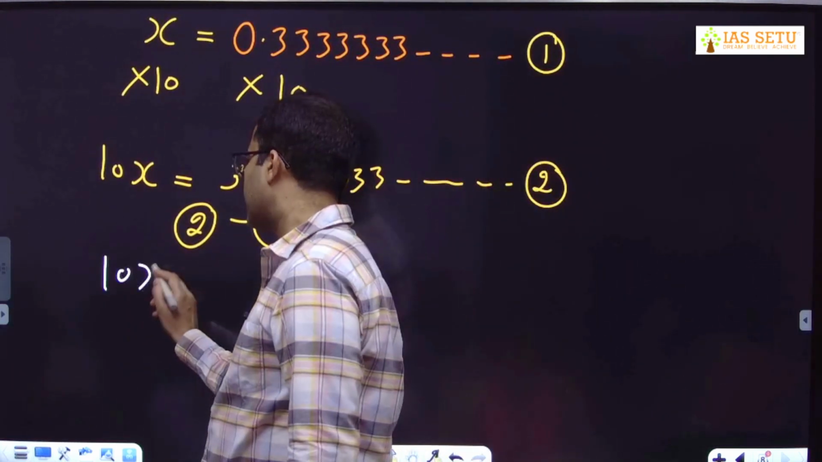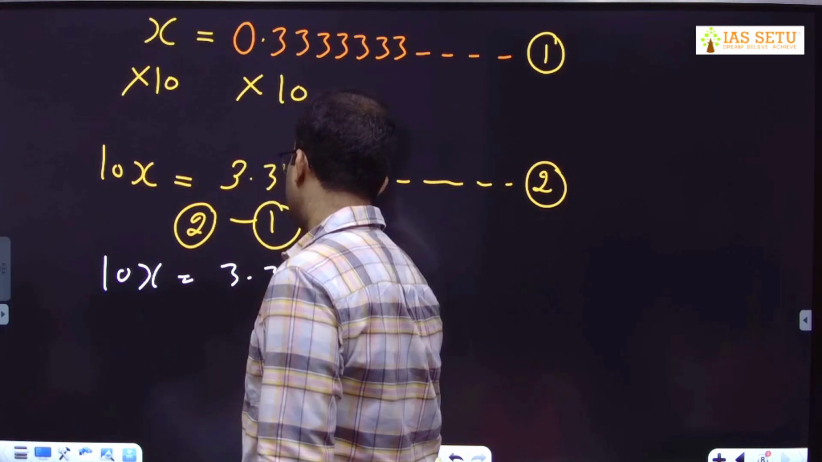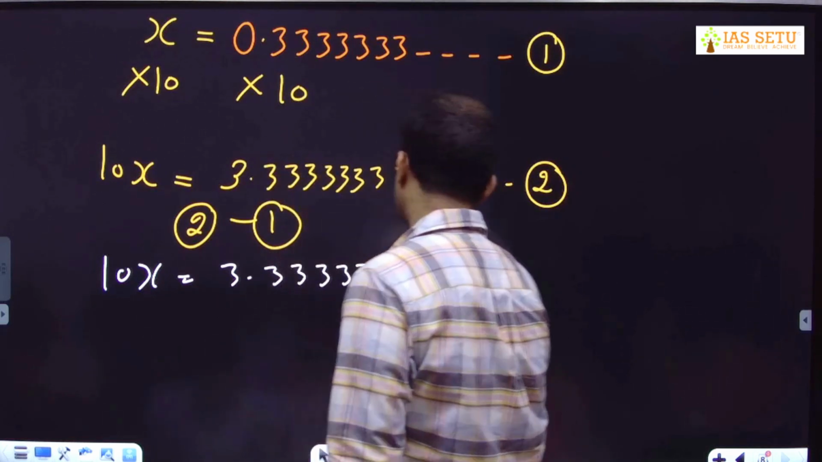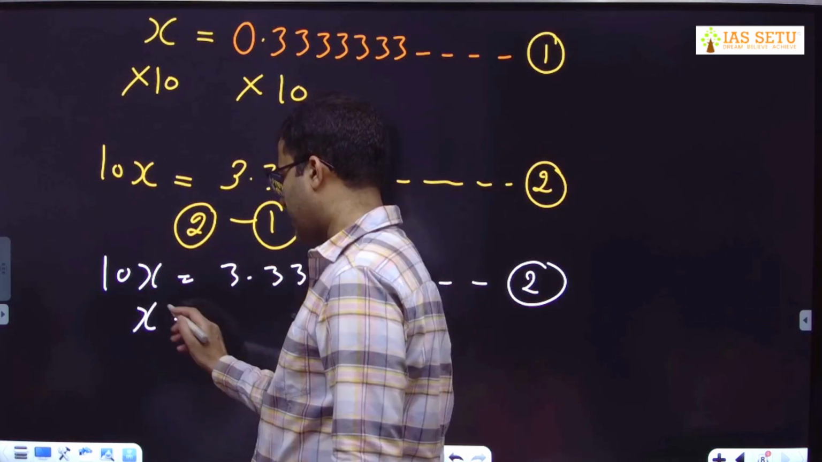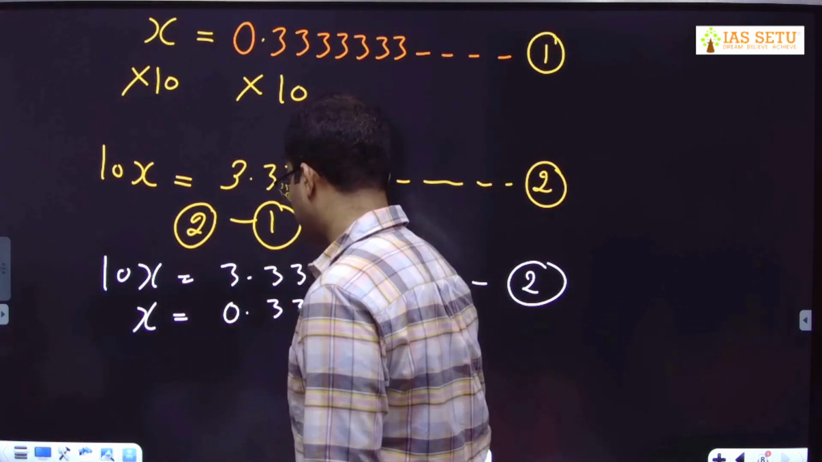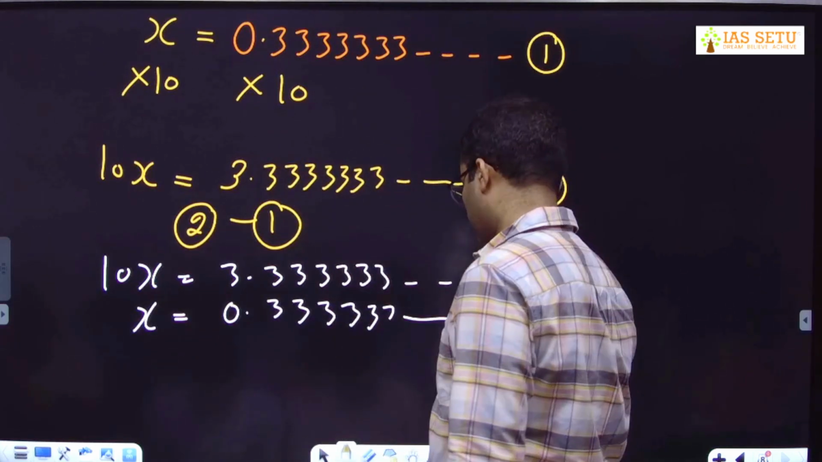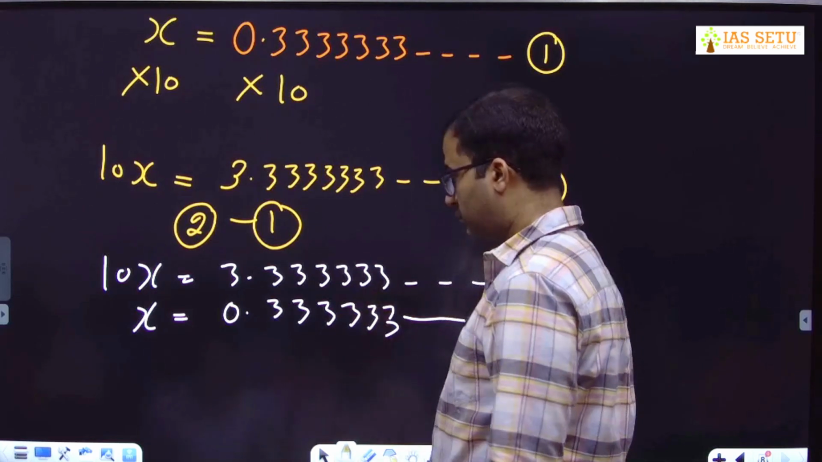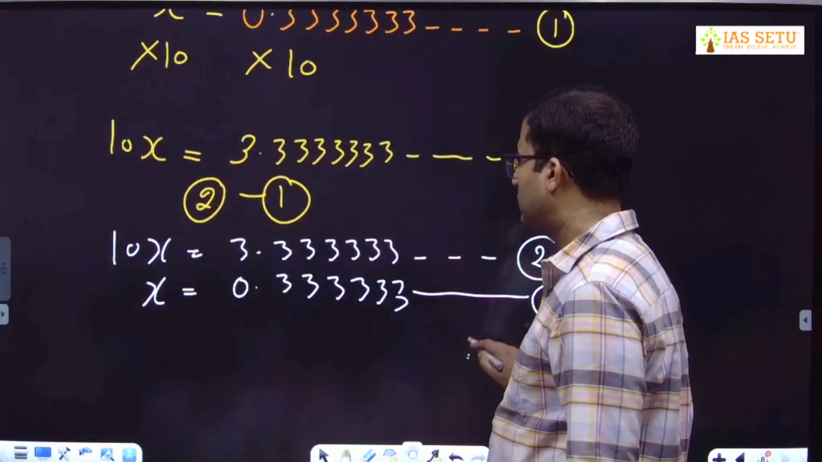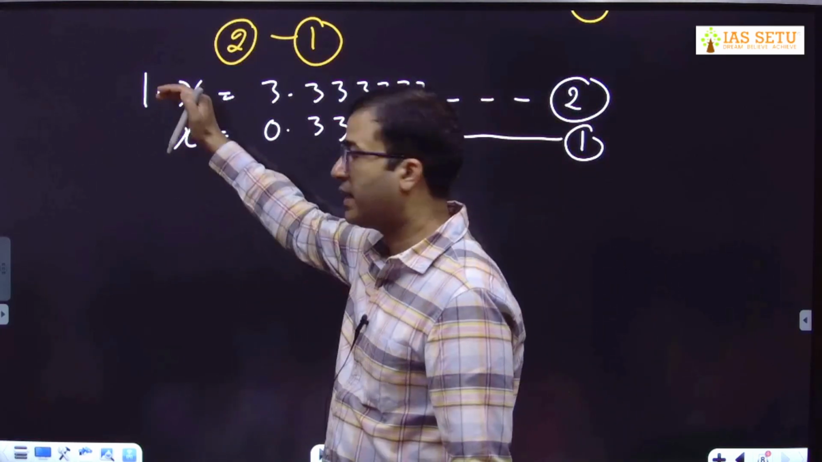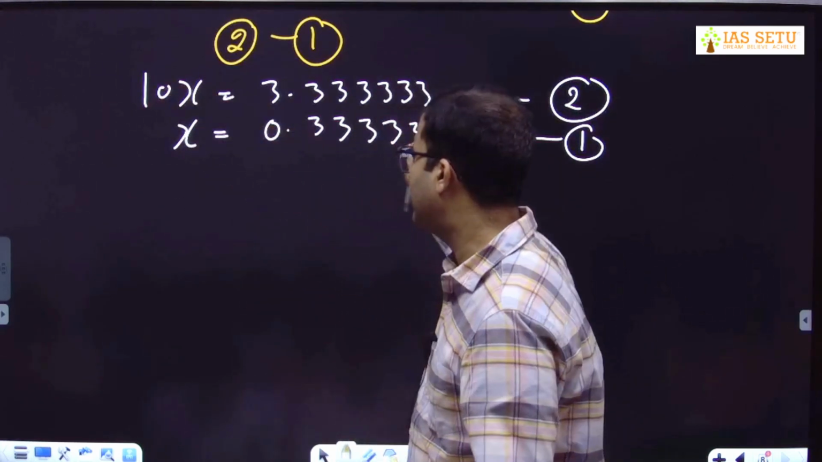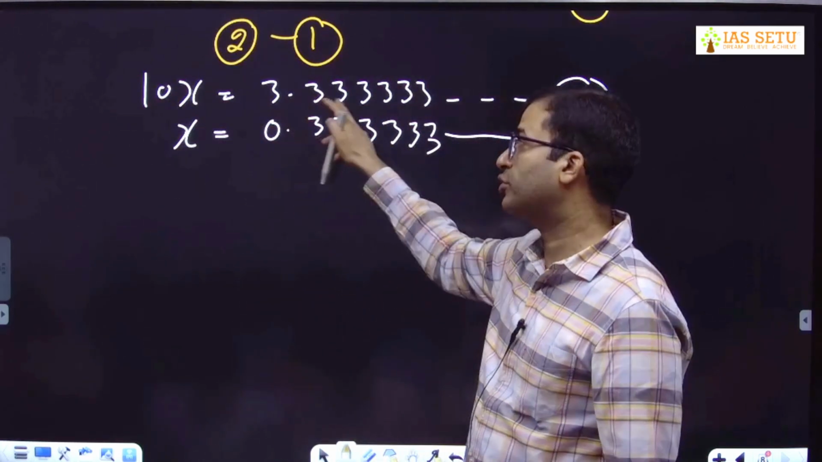This is 10x is equal to 3.33333. This is equation number 2. Equation number 1 is x is equal to 0.33333, which is our question actually. Is it clear? I multiply x with 10, I get 10x. I multiply this value by 10, I get 3.33.